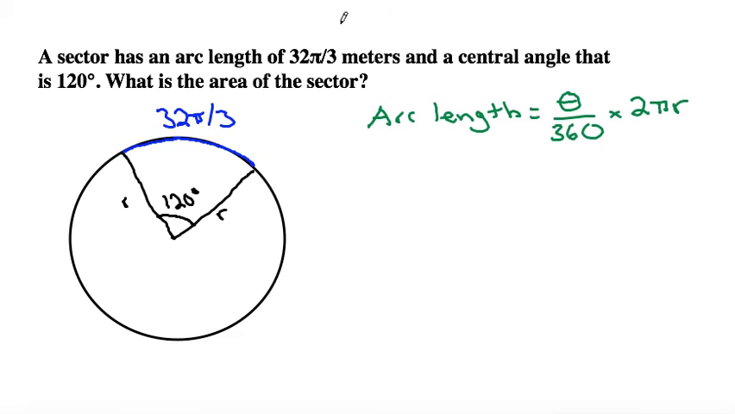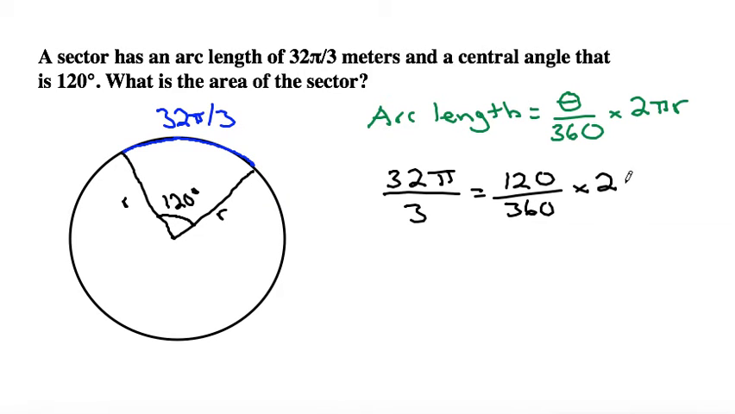So to plug our numbers into this formula, we know the arc length, that's 32 pi over 3, and that's equal to the angle, which is 120 over 360, times 2 pi r. Notice how we know everything in this formula except the r. That means we can solve for r and use that in our area of the sector formula. So let's do that first.